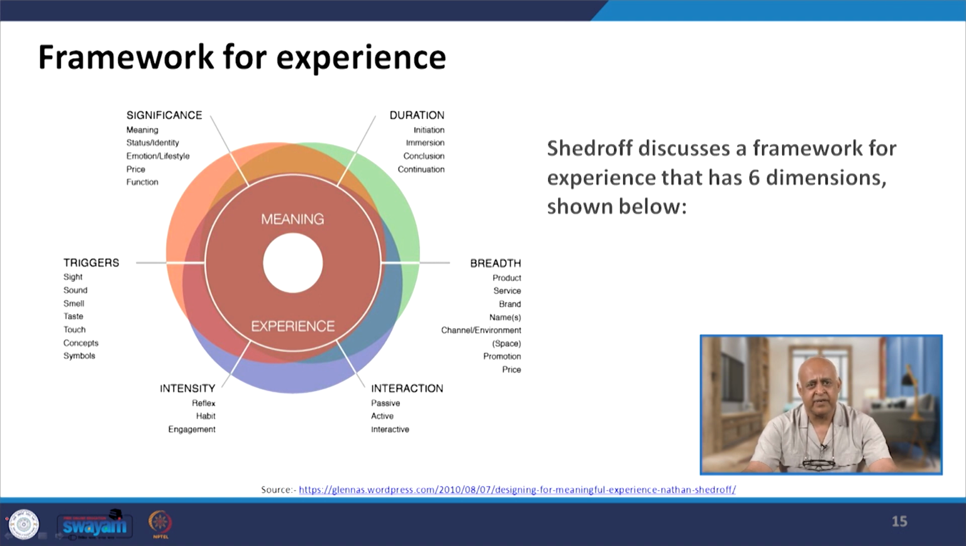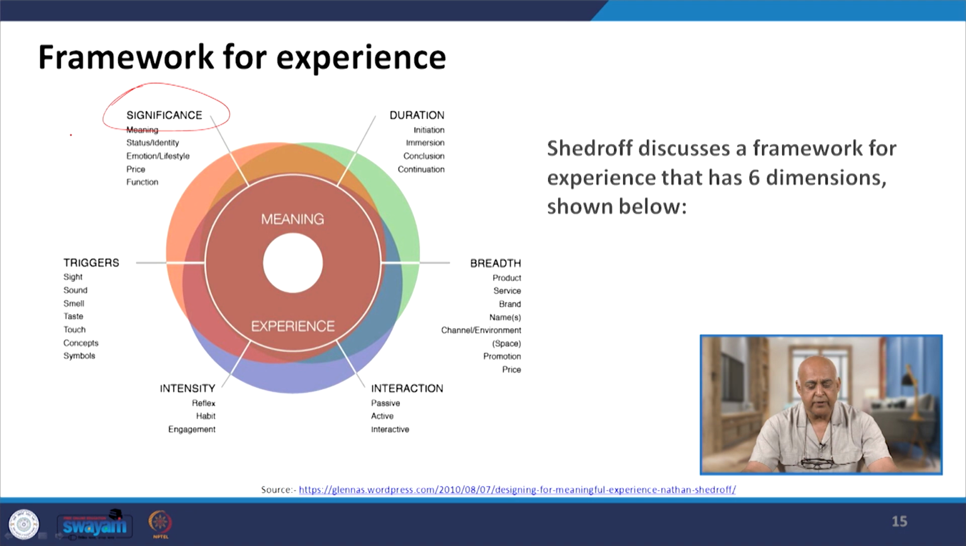What is the job significance for me? Is it only a status? Is it only an identity, or are there emotions concerned with my job, or the money or the salary I get for that, or the functions I do? So, in that case this becomes very important: what is the significance of a job for an individual.